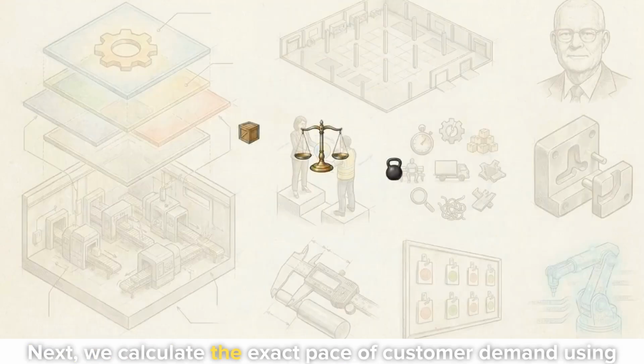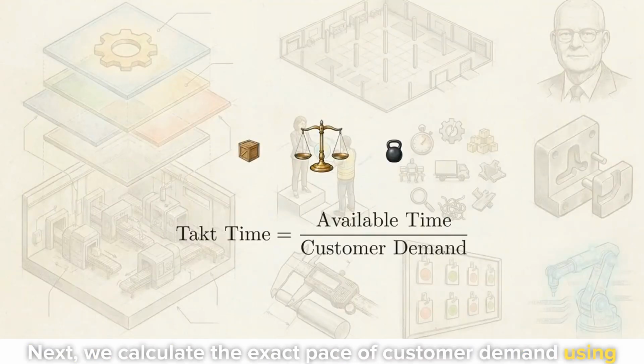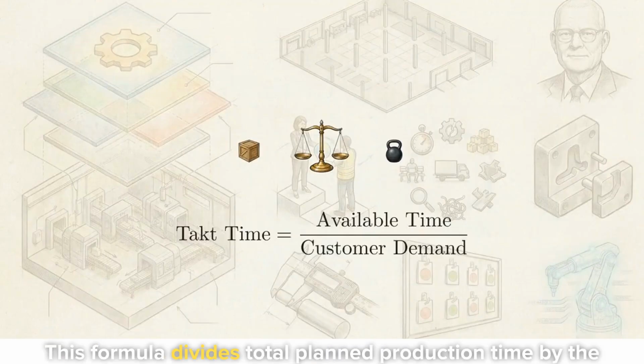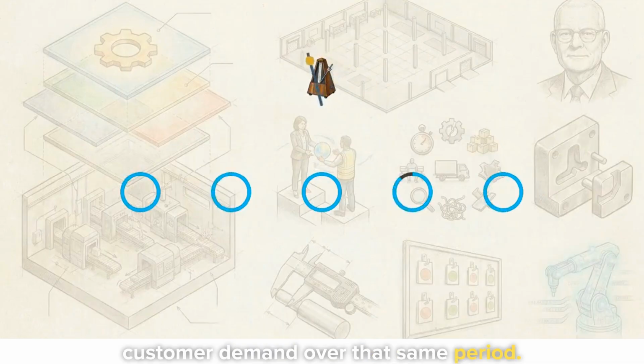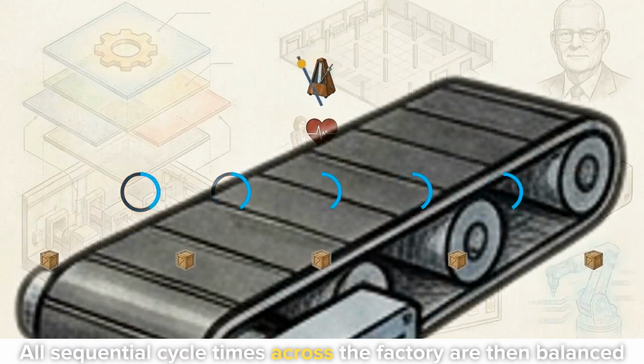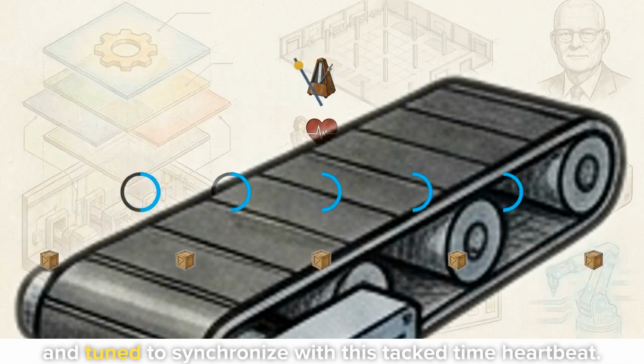Next, we calculate the exact pace of customer demand using takt time. This formula divides total planned production time by the customer demand over that same period. All sequential cycle times across the factory are then balanced and tuned to synchronize with this takt time heartbeat.